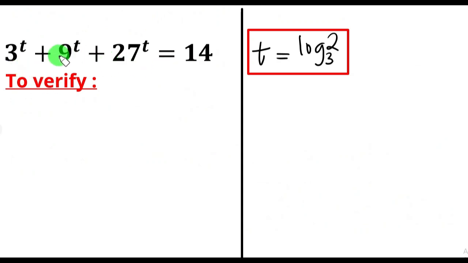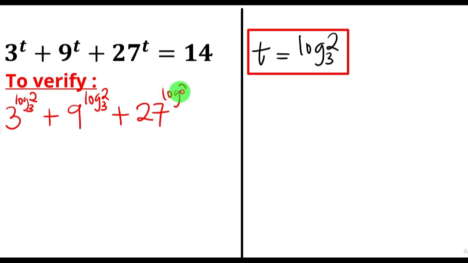So wherever we find t in the same question, we're going to replace it by log of 2 base 3. In order to verify if this value of t is correct, as said earlier on, we replace every t here with log 2 base 3. That is, we now have 3 raised to the power of log 2 base 3 plus 9 raised to the power of log 2 base 3, then plus 27 raised to the power of log 2 base 3. We want to see if this is going to be equal to 14. If the left hand side equals the right hand side, it shows that this value for t is actually correct.